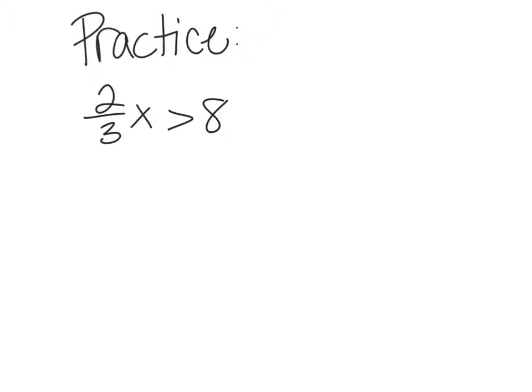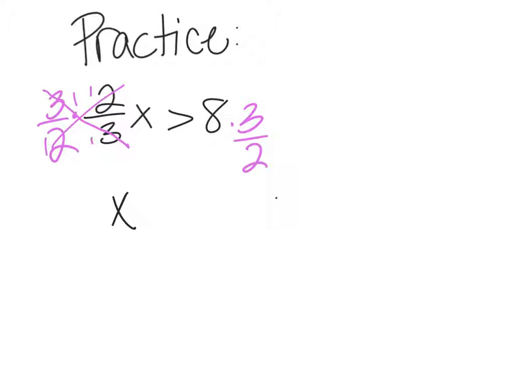In this case, we didn't have a problem like this yesterday. I want x alone. How do I get rid of the 2/3? Times the reciprocal. So I'm going to times by the reciprocal. This means on the left that the 3's become 1's, the 2's become 1's, so I just have an x on the left.